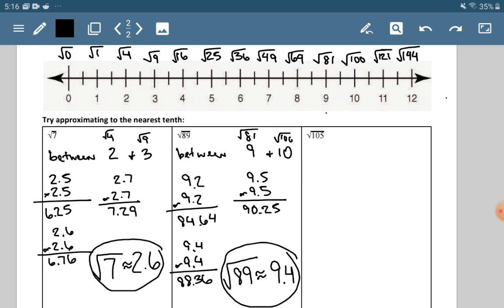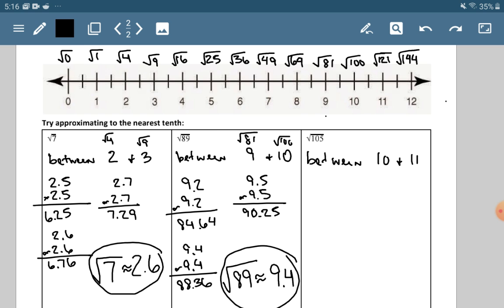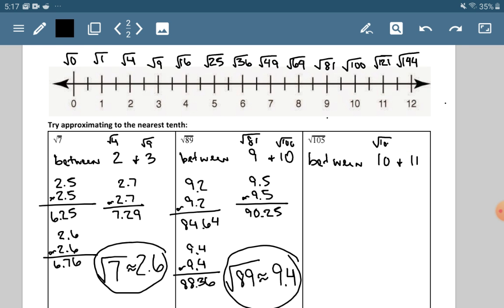Finally, I've got square root of 105. If I look at my number line, I would notice that it's between root 100 and root 121, which means it's between 10 and 11. As far as which side it's closest to, 105 is much closer to the 100. So I'm definitely guessing things below 10.5. I probably won't even go up that high. The first thing I'm going to guess is 10.2. Again, your guess might have been different than mine, and that's okay. All of this is just guess and check.